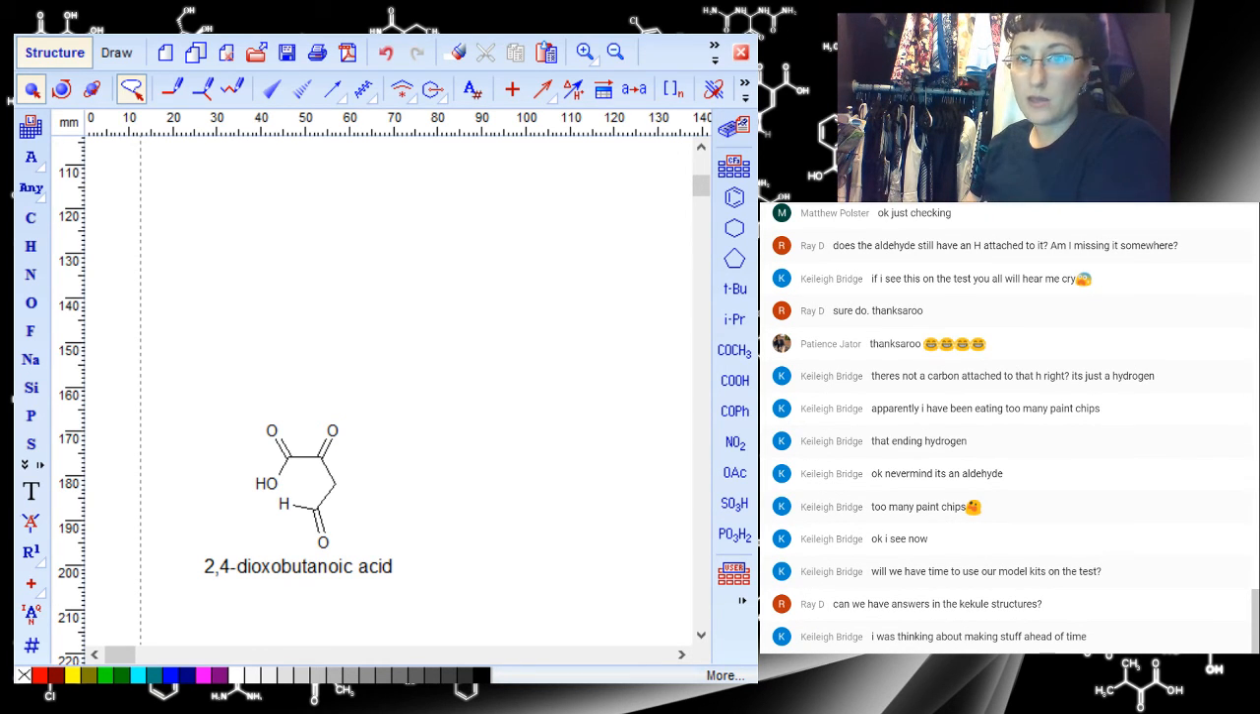I don't have my model kit with me, but would you guys have been impressed if I pulled a model kit up out of my closet? Like, here's my model kit.